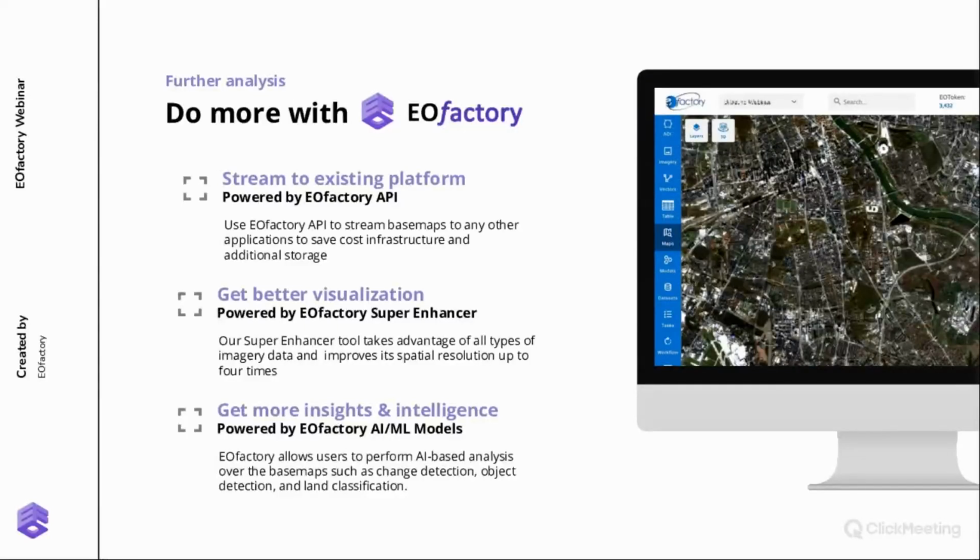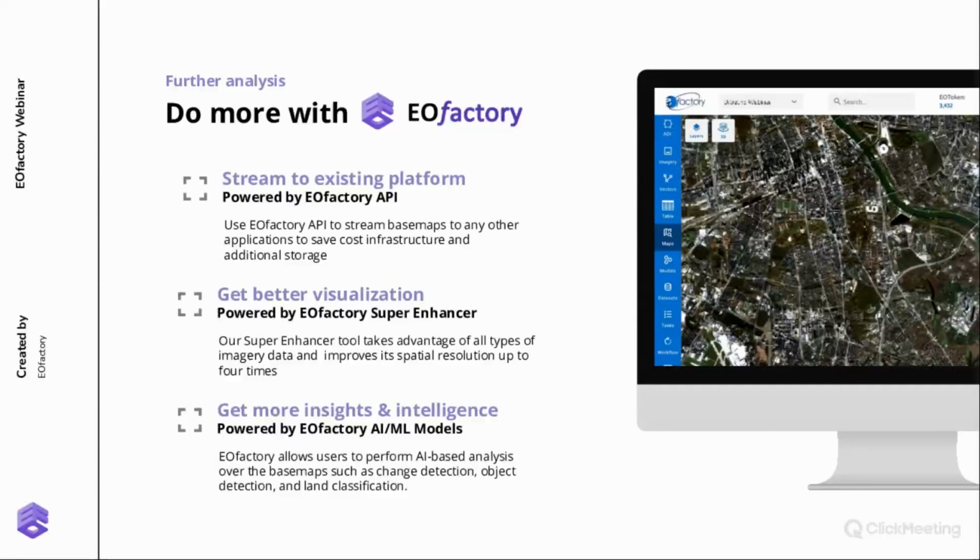And our super enhancer tool takes that 10-meter resolution, and we can improve it up to 4 times. So you can have a Sentinel-2 base map at 2.5 meter and get a better understanding of what's on the ground, because sometimes the information is not available because of the resolution. But I will show you later in a bit.